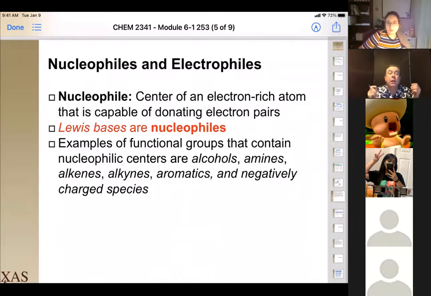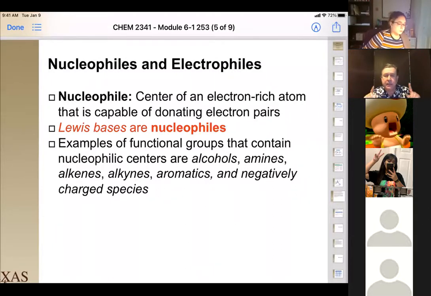So that means Lewis bases are nucleophiles. And we can think about that as anything with a negative charge, anything with lone pairs, or anything with a double bond are going to be nucleophiles, okay? Because they have electrons to share.